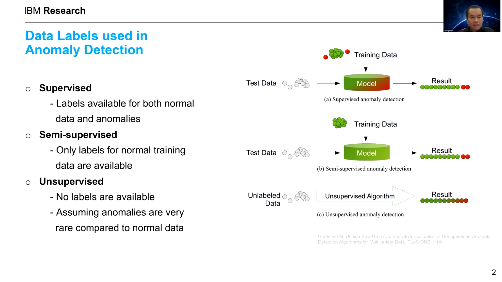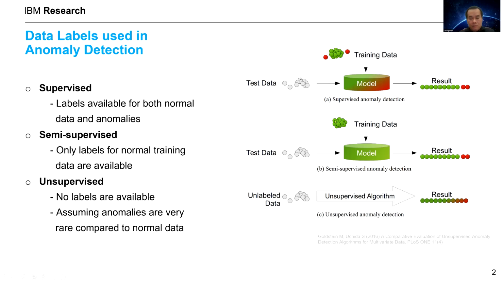The second class of methods is the semi-supervised learning method. For that, labels are available only for normal data. Most current methods belong to this class. The last one is unsupervised anomaly detection. No labels are available. Our assumption is that abnormalities are very rare compared to normal data.